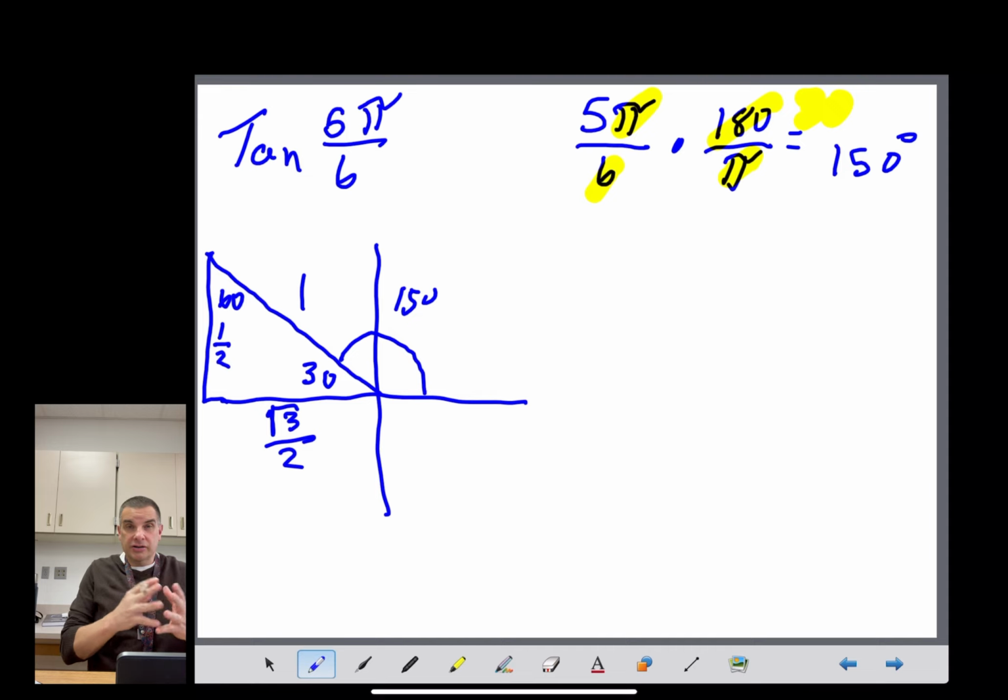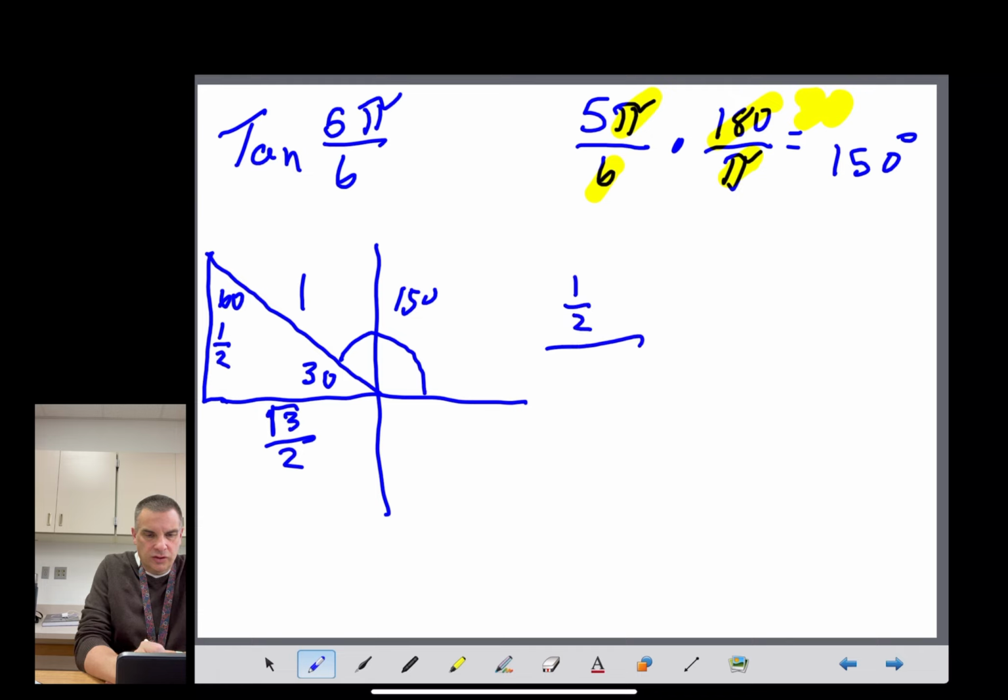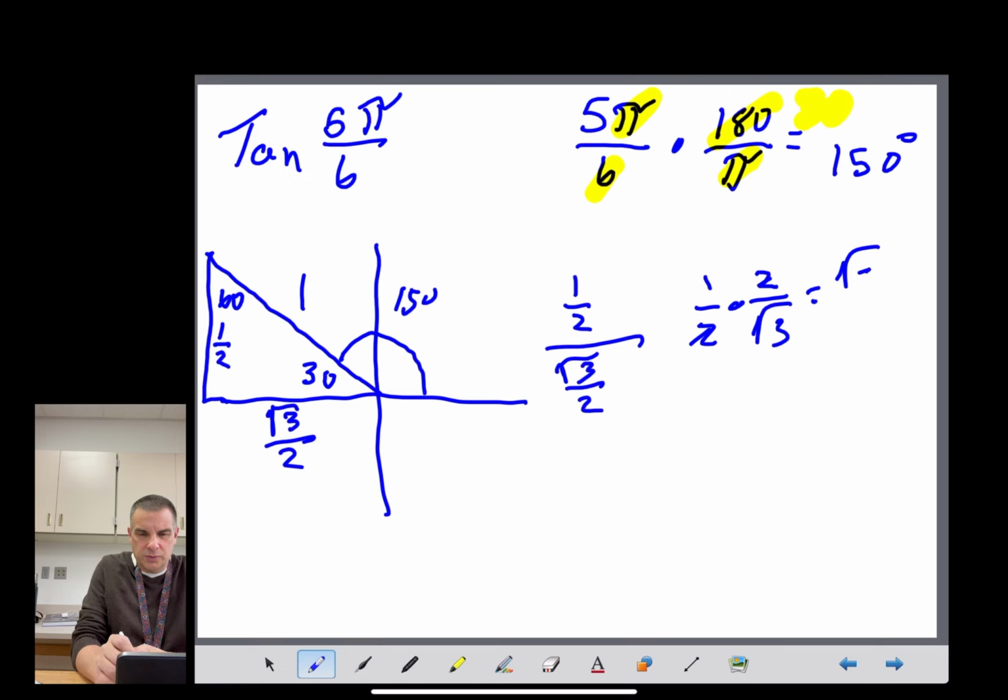Okay, now 30 degrees is my angle that I have to use. So now I have to find the tangent. Well, tangent is opposite over adjacent. So the tangent of 5 pi over 6 is going to be 1/2 opposite over adjacent, the square root of 3 over 2. We really can't leave that like that. So that's 1/2 divided by the square root of 3 over 2, multiply by the reciprocal. Reciprocal of the square root of 3 over 2 is 2 over the square root of 3.